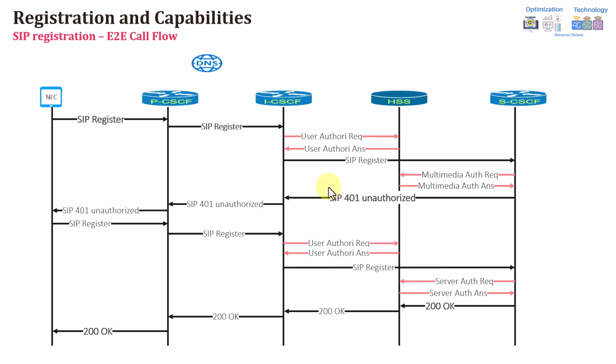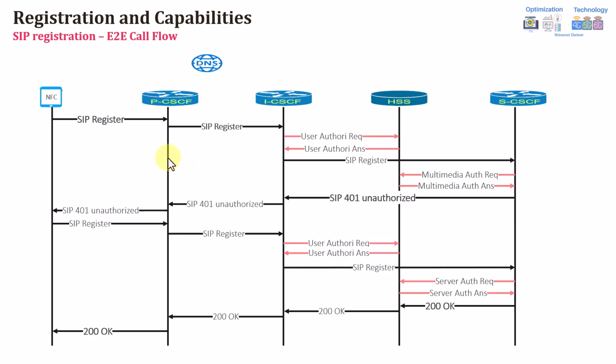Even though the registration or the attach has been completed on the EPC side, for the IMS itself the user is still not authenticated or authorized to access the network. He first needs to get registered to the IMS. So here we are going to explain.